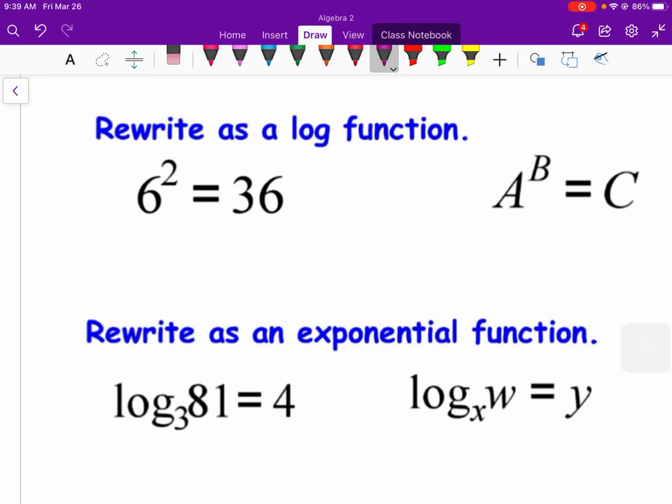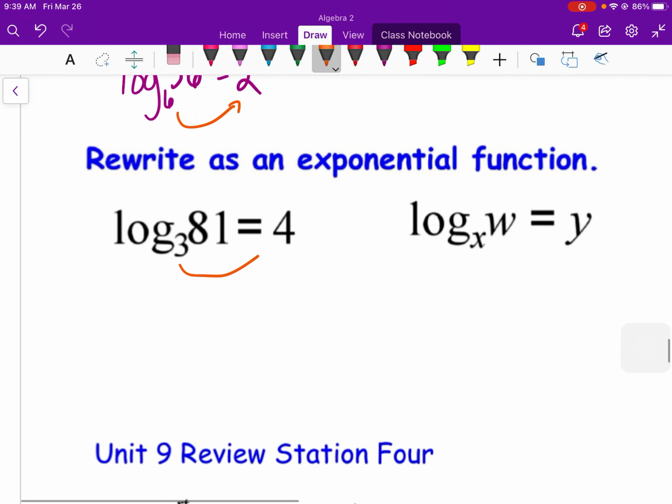Okay, rewrite as a log function. So remember, log, it's the same base, so this would be base 6, and then the output becomes the input, and then the exponent becomes the answer. And then you can always check, 6 squared is 36. Rewrite as exponential, it'd be 3 to the 4th power equals 81. So knowing how to rewrite it.